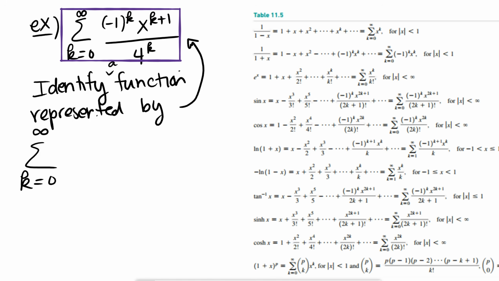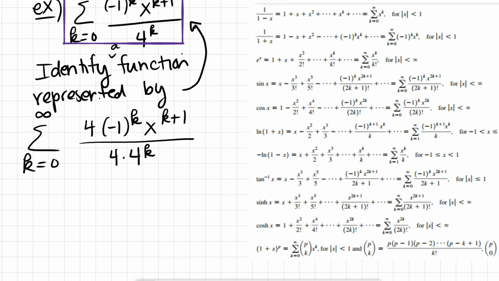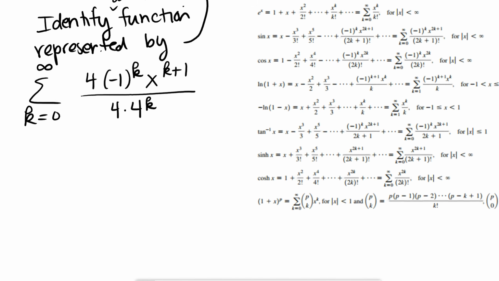So if I mess with this a little bit, here's the problem. The problem is that this begins at x to the k plus 1, and this down here, this 4 to the k, doesn't start at k plus 1. So what I actually want to happen is I want that 4 and the x to have the same exponent. So I'm going to multiply the top by 4, and I'm going to multiply the bottom by 4. And I've multiplied top and bottom by 4, so technically I haven't changed it in any way, right?